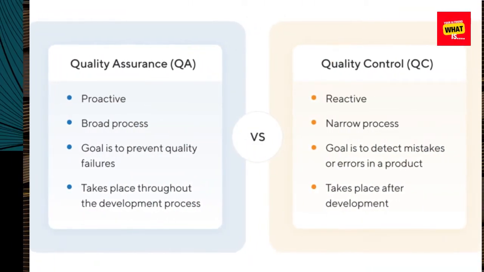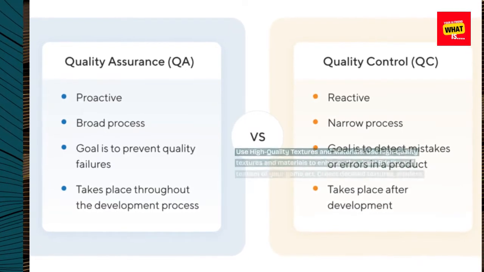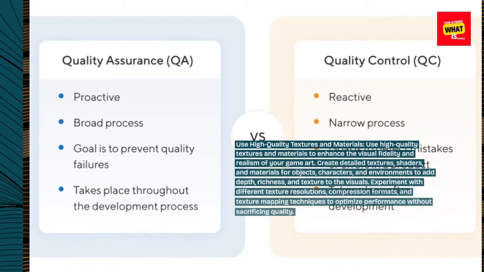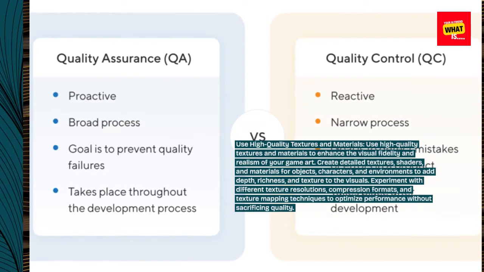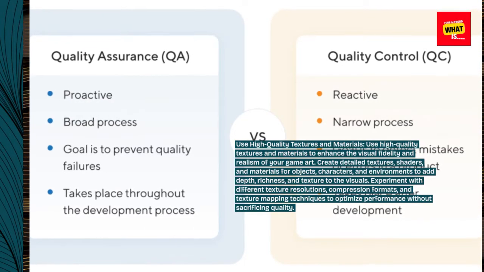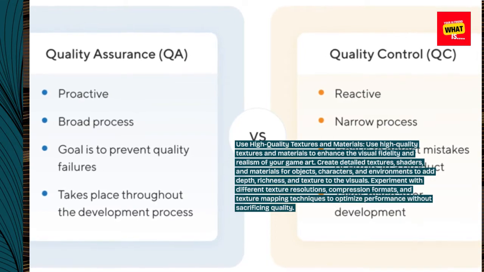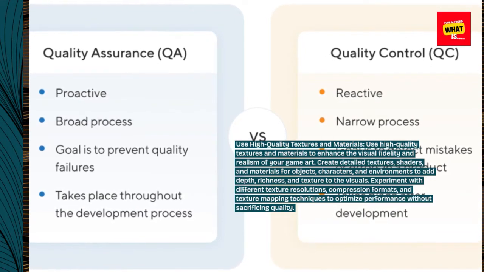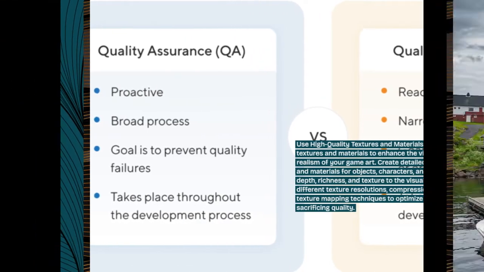Use high-quality textures and materials. Use high-quality textures and materials to enhance the visual fidelity and realism of your game art. Create detailed textures, shaders, and materials for objects, characters, and environments to add depth, richness, and texture to the visuals. Experiment with different texture resolutions, compression formats, and texture mapping techniques to optimize performance without sacrificing quality.